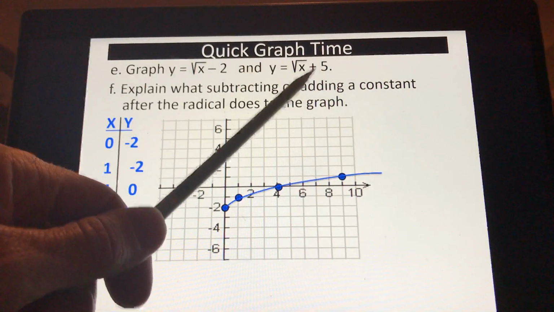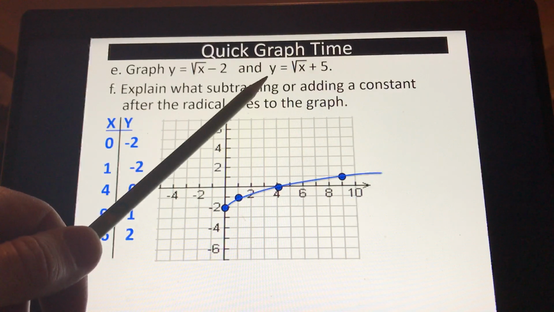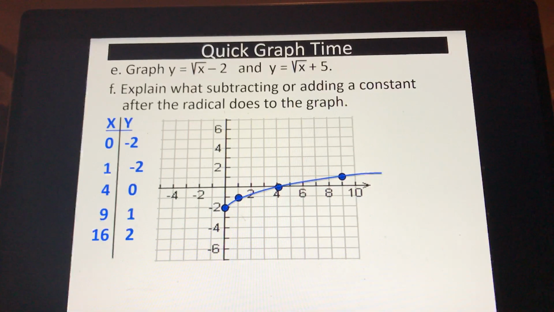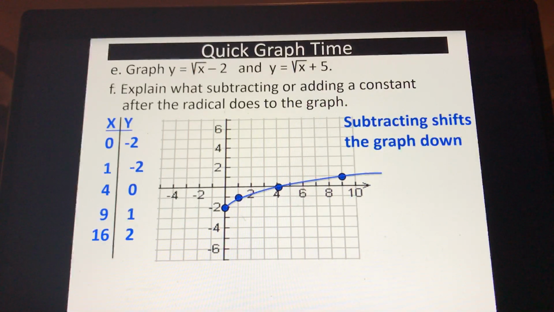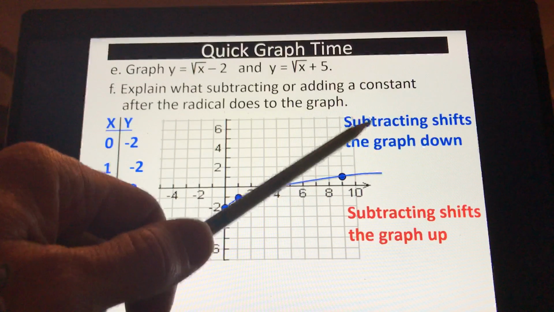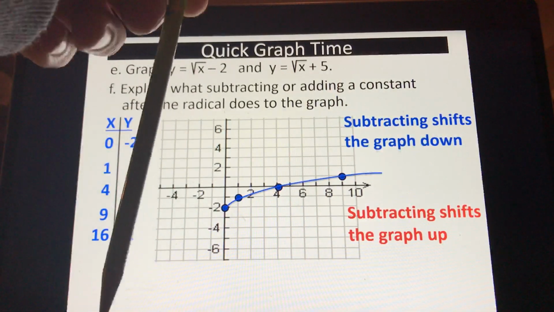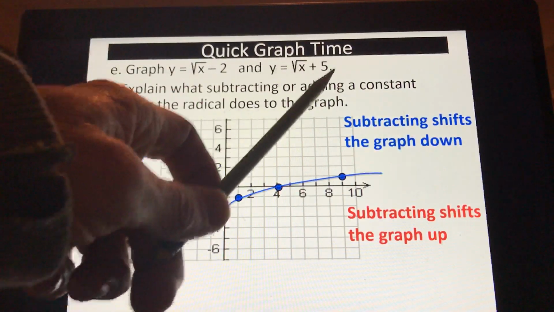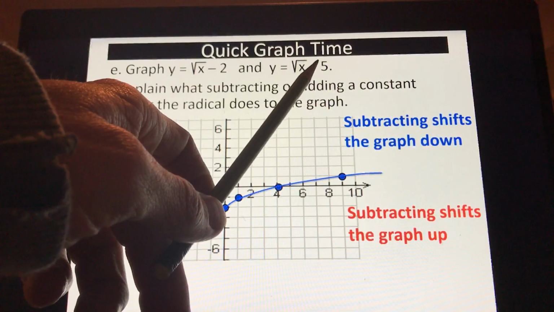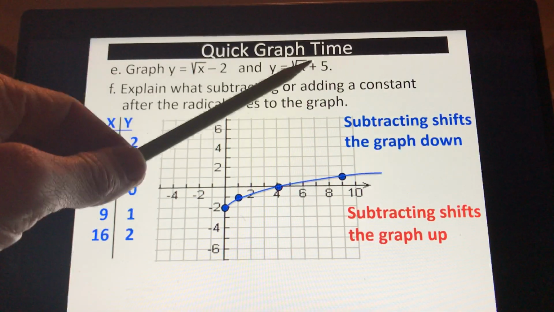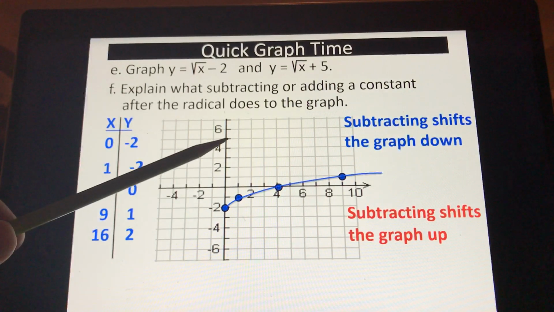And of course you can figure out what this is going to do. This is going to take every y value that I would have gotten if this wasn't here and make it 5 taller. It's going to move the graph up 5. Should make perfect sense. Once you see these patterns, we want you to draw some conclusions and predict some values. If you subtract a value outside the radical, it's going to shift things down. If you add a value outside the radical, it's going to shift things up. So this curve would be the same as the original curve, but every y value is 5 more. So instead of starting at 0, 0, this one would start at 0, 5.